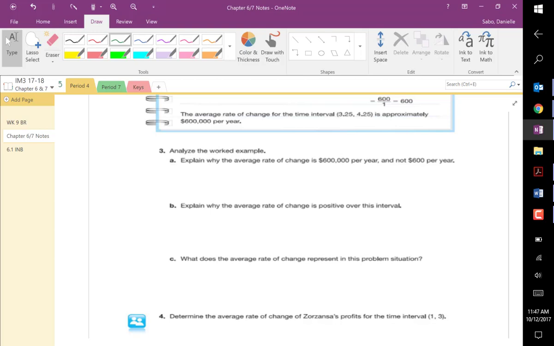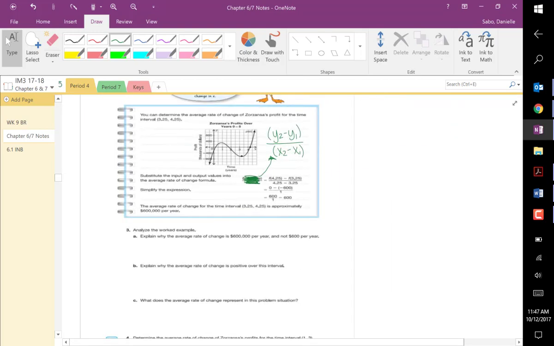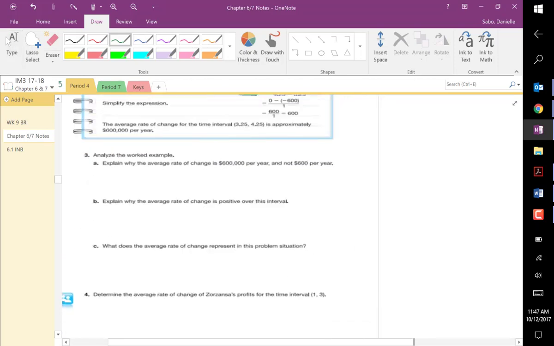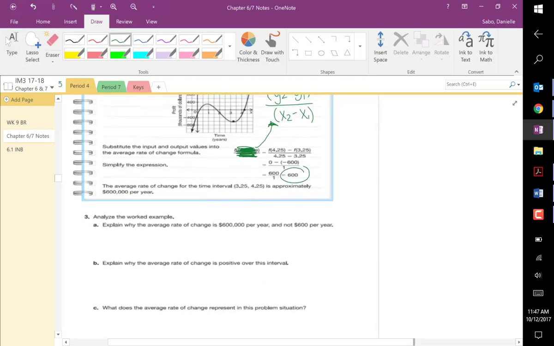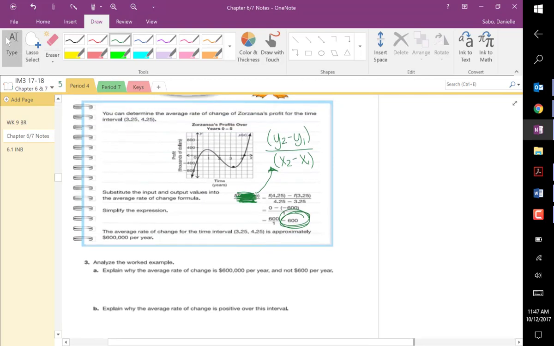Explain why the average rate of change is 600,000 per year. That's what we found out here. So when they did the calculation, they got $600,000 for the average rate of change. Why is it 600,000 per year instead of 600?